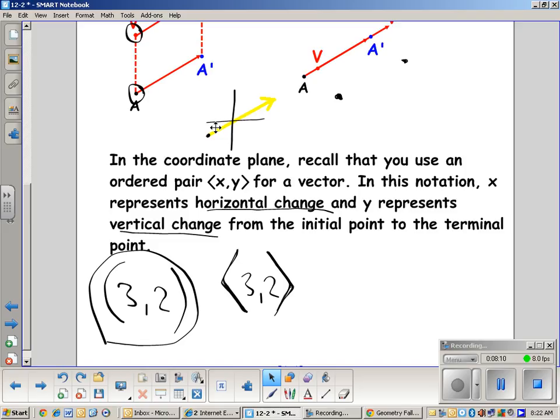my coordinate plane instead I could count 1, 2, 3, and go up 2, and I get to the same point. Okay? So two different ways to represent a translation. One is with a vector, and one is with vector notation on the coordinate plane.